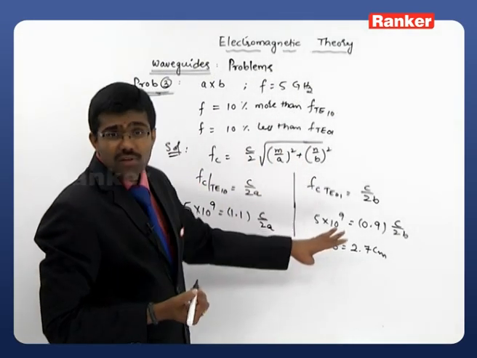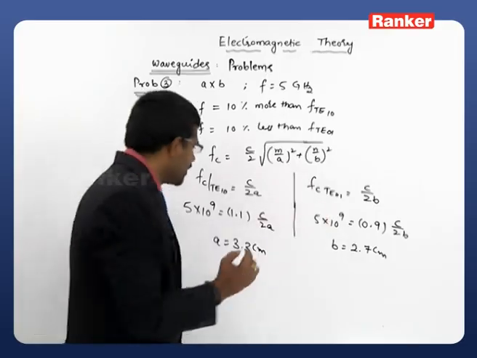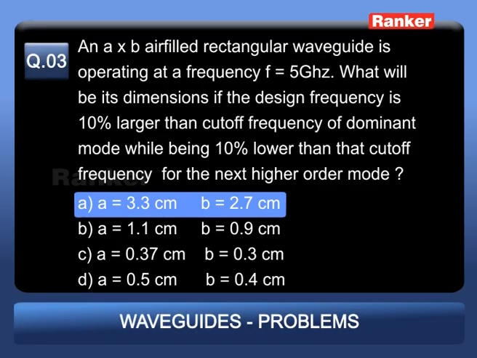These two are the dimensions for a rectangular waveguide. These two are available in our option A. So option A is the correct answer.